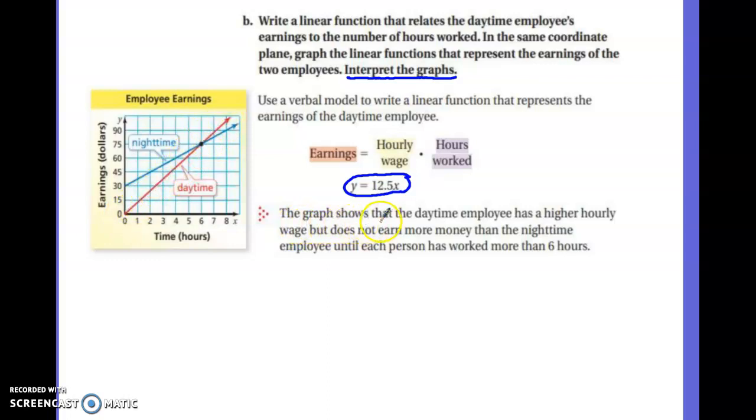Here it says the graph shows that the daytime employee has a higher hourly wage, but does not earn more money than the nighttime employee until each person has worked more than 6 hours. So it's interesting to see that the earnings of both the nighttime and the daytime employee are the same at 6 hours. Okay, so before 6 hours, who's actually earning more money? The nighttime employee. After 6 hours, who's earning more money? It would be the daytime employee.